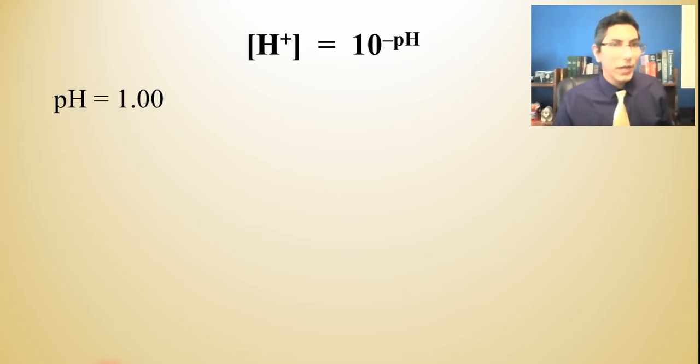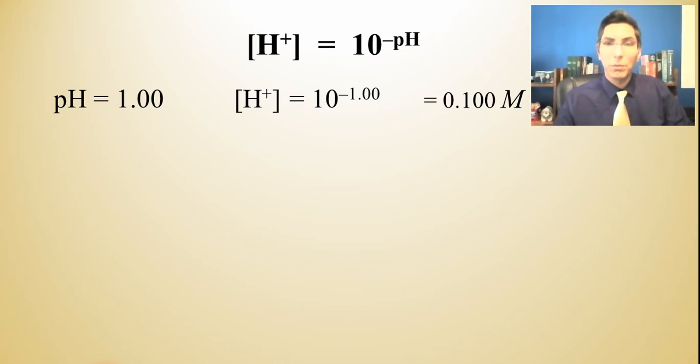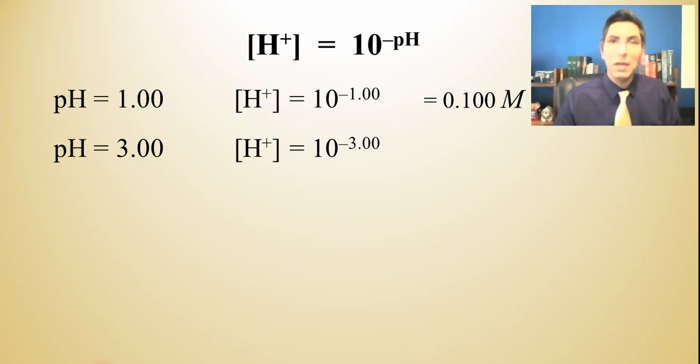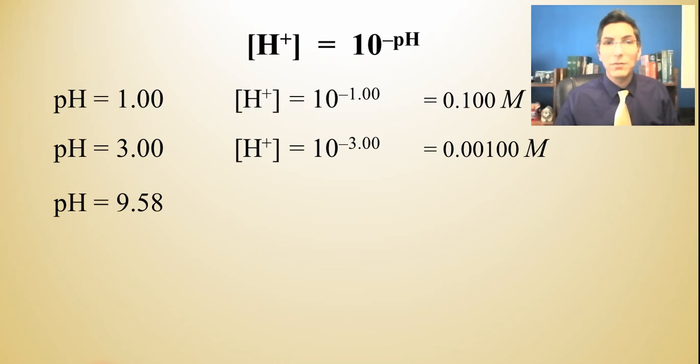So if we have a solution that has a pH of 1, that means that the H plus is going to be 10 to the negative 1 power, which we can key into our calculator or just know that number. It's about 0.1 moles per liter, isn't it? If we have a pH of 3, well, that means that the H plus would be 10 to the negative 3 power, or 0.001 molar of H plus. How about a pH of 9.58? Well, once again, the H plus is going to be just 10 to the negative 9.58.